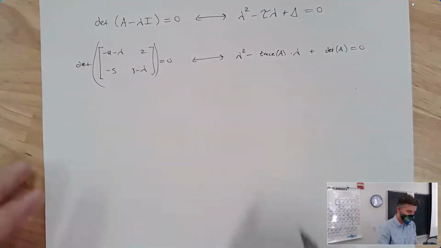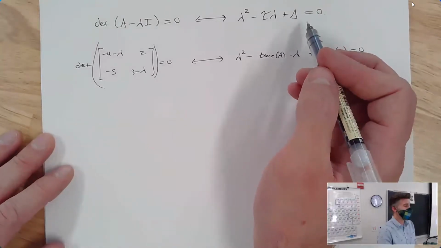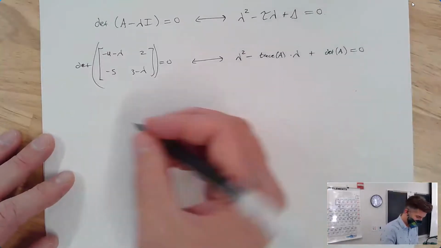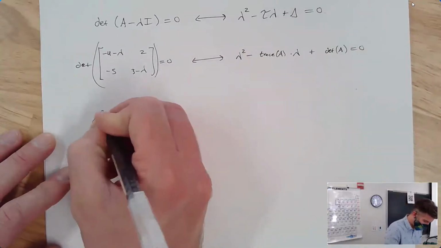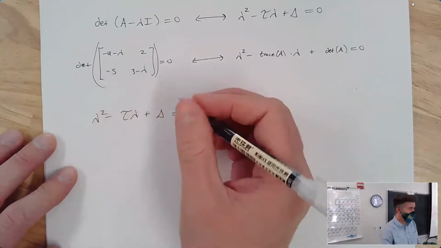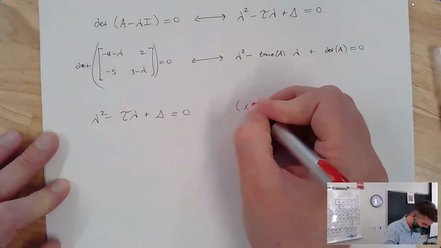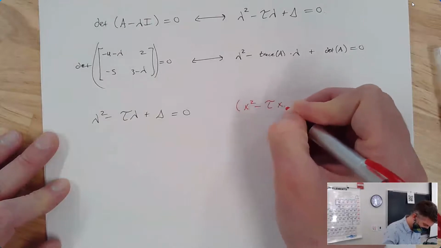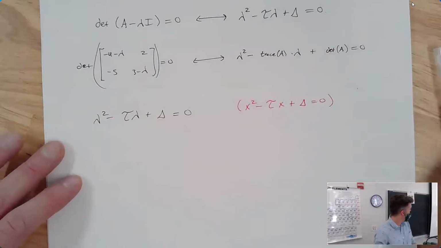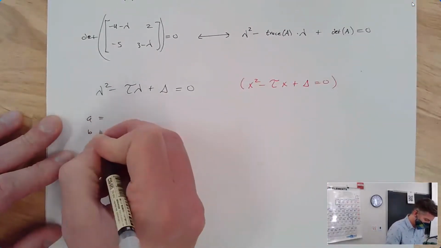The point is that if we know that this is always the equation that we're trying to solve, you could throw the quadratic formula at it very easily. So if I'm trying to solve this, where my variable is lambda, you might prefer to think of it as x squared minus the trace times x plus the determinant equal to 0. And either way, what are my A, B, and C if I'm going to use the quadratic formula?